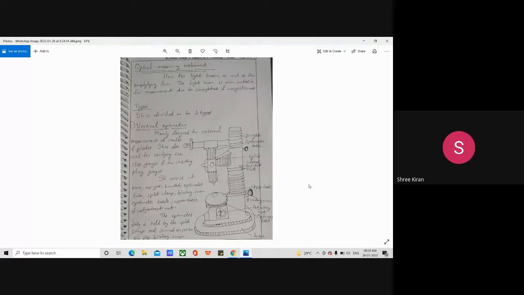The bracket with the split clamp can be easily moved up and down, and adjusted or fixed at any position along the upright. So here we can see the bracket. You're seeing the figure. This is the bracket.